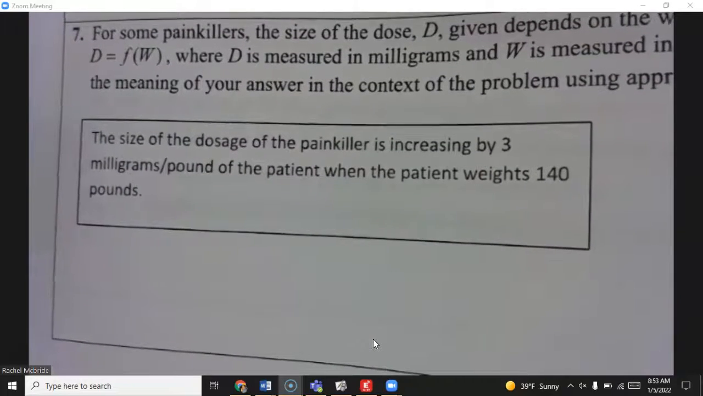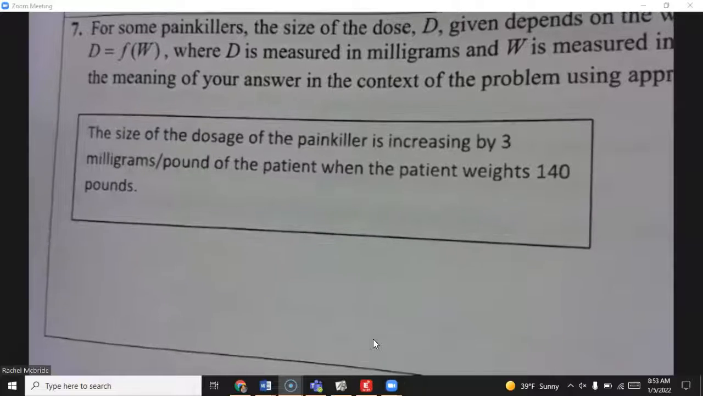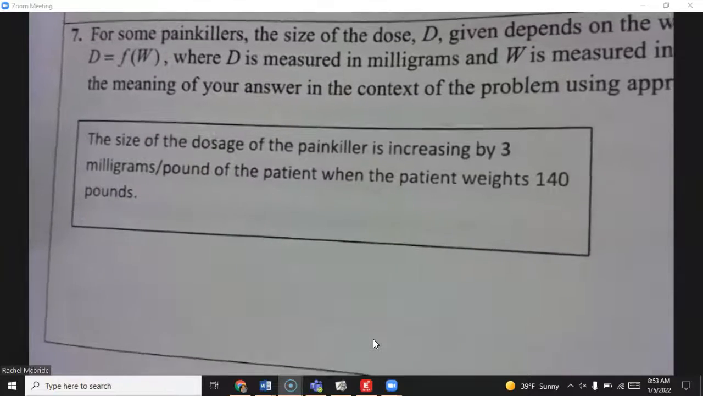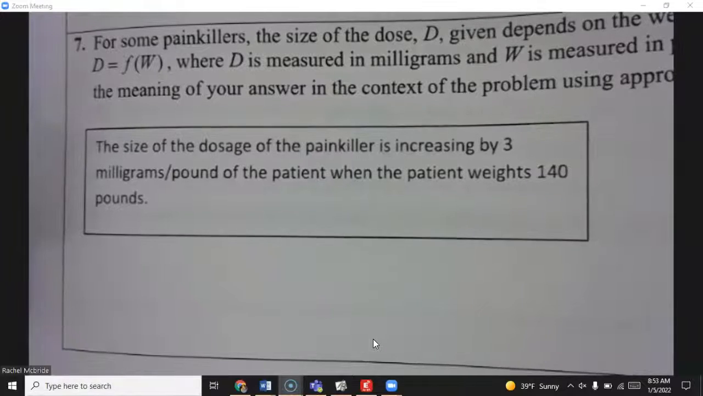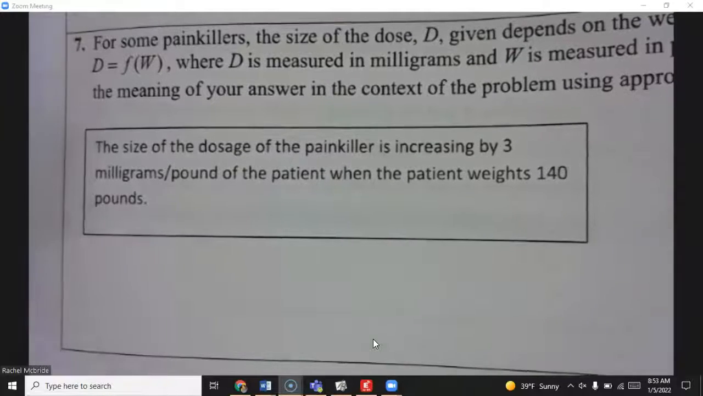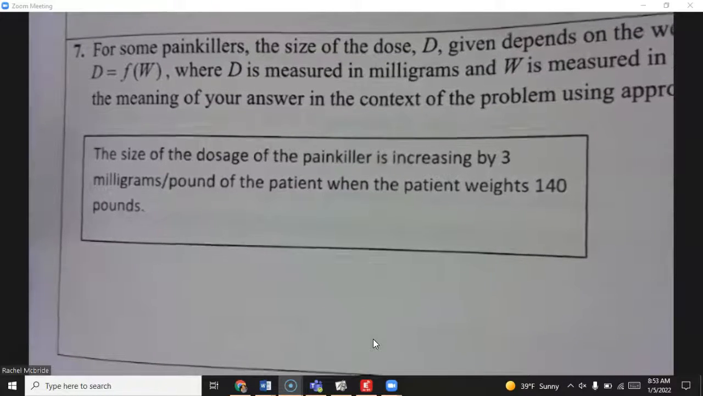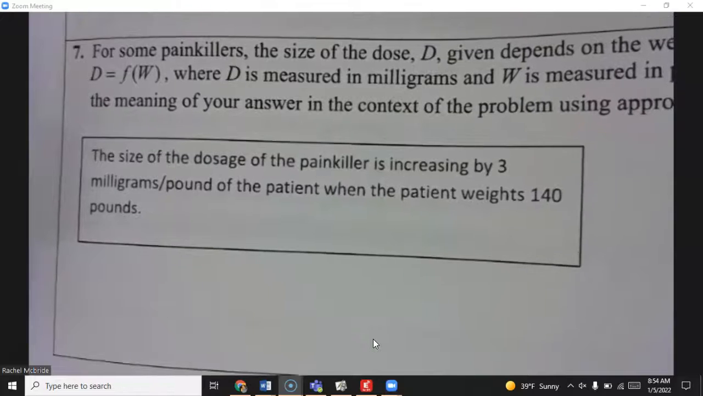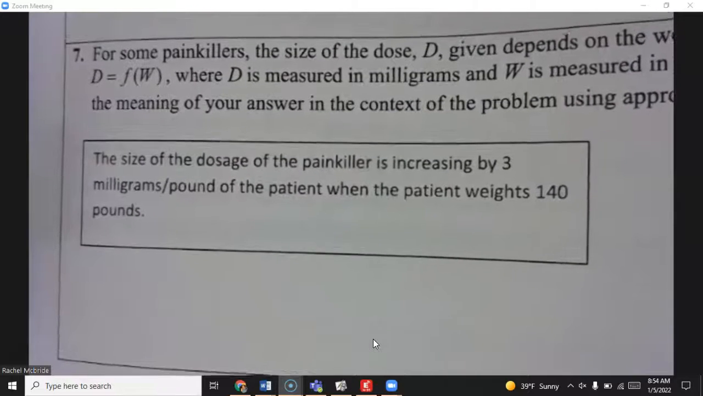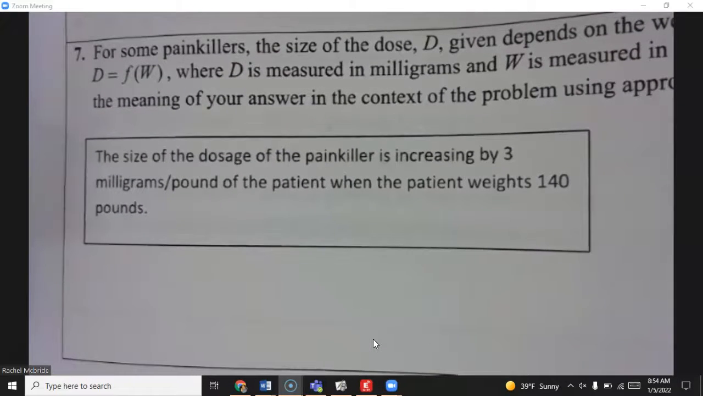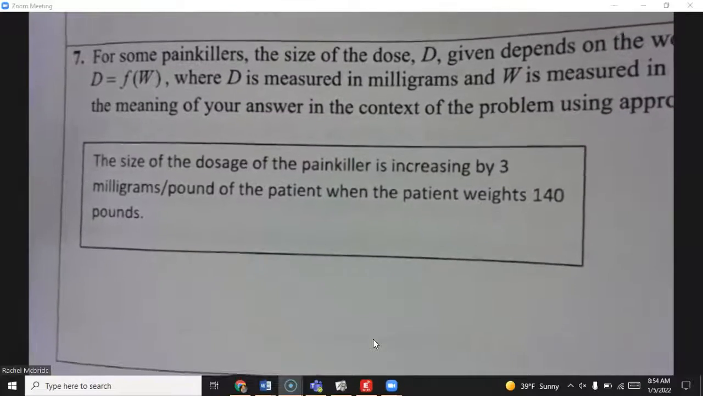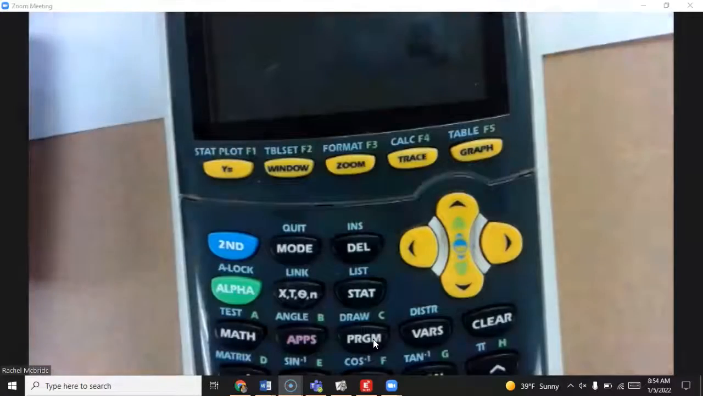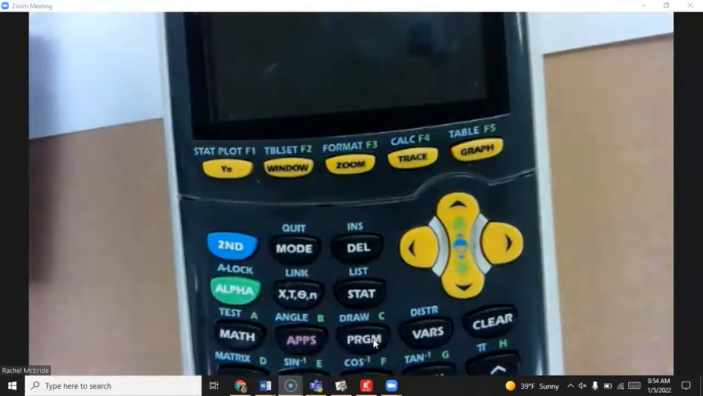Because you didn't have the word increasing, and you needed to show it's a rate which is increasing. Go ahead. I said, for a patient weighing 140 pounds, the dose of painkillers increases to 3 milligrams per pound. That's fine. At 140 pounds, the dosage goes up every 3 milligrams for every pound. Okay. It's bad grammar, but it's not wrong. So I'll take it.